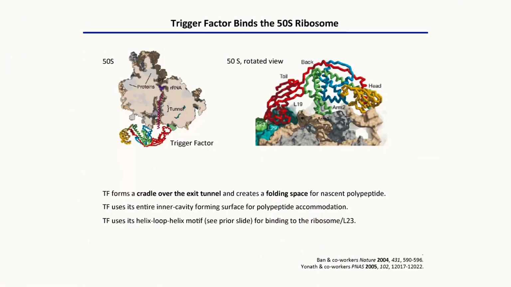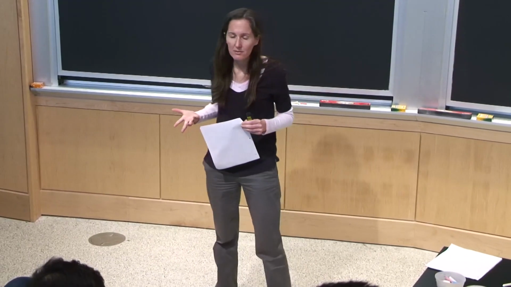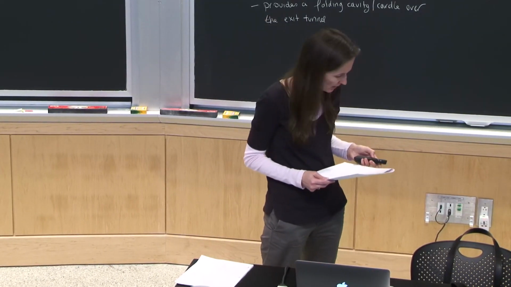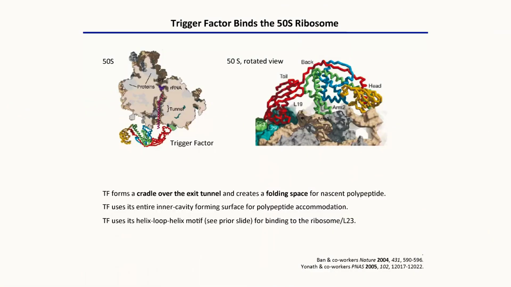Here, if we look at a depiction of trigger factor actually bound to the 50S, so here we have the 50S, here's the exit tunnel, and here's our dragon-shaped molecule sitting, I like to say on top, I guess it's on bottom here, but anyhow, the polypeptide's coming out, and it has this cavity where it's protected from all of the other constituents in the cell. And here's just a rotated view showing it on top, so tail region, head, and arms. Okay. So we have this cradle over the exit tunnel. It's giving a protecting space for folding of that nascent polypeptide chain. If we just look at a little more detail here, what do we see?